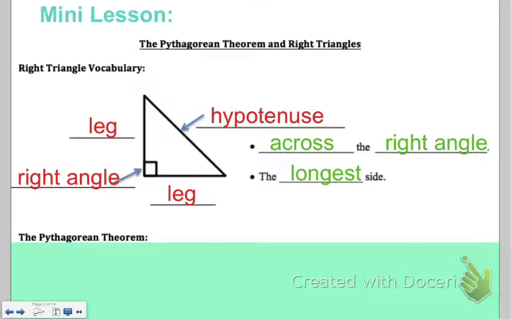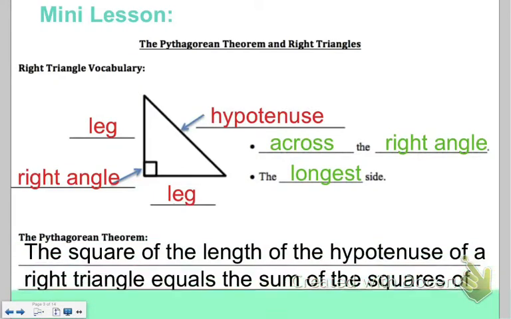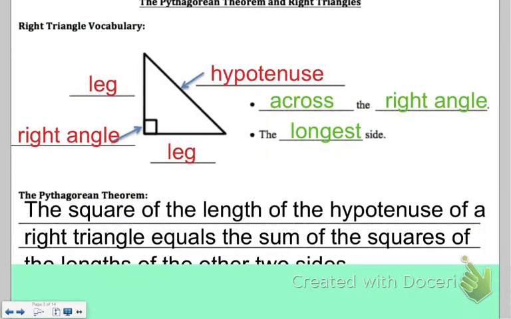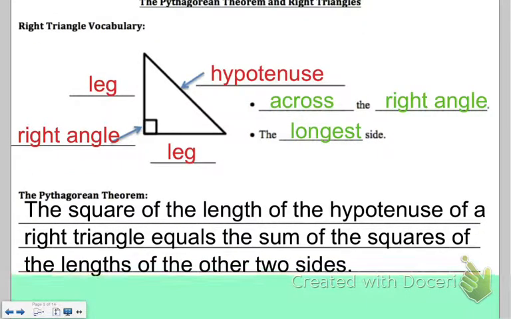Take a moment to write down the definition of the Pythagorean theorem before we look at an example and get a little bit more into how to use it and when to apply it. The Pythagorean theorem says the square of the length of the hypotenuse of a right triangle is equal to the sum of the squares of the lengths of the other two sides. Pause the video and finish copying it down before we look at an example.